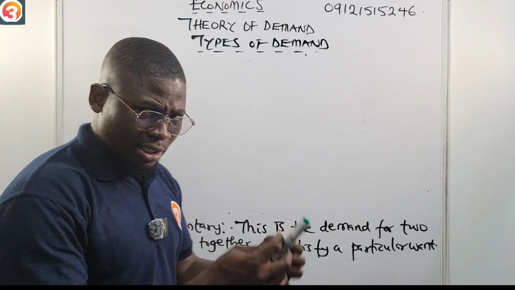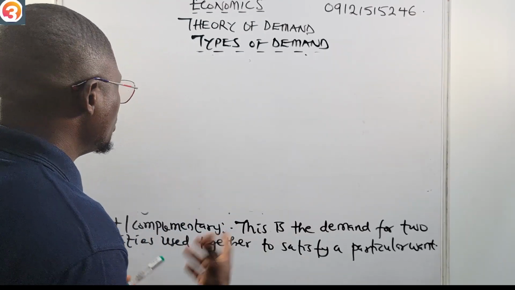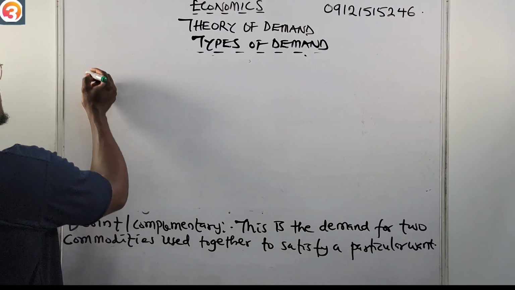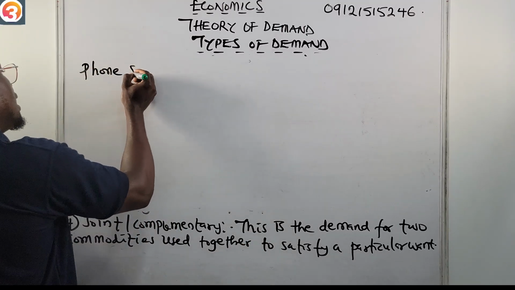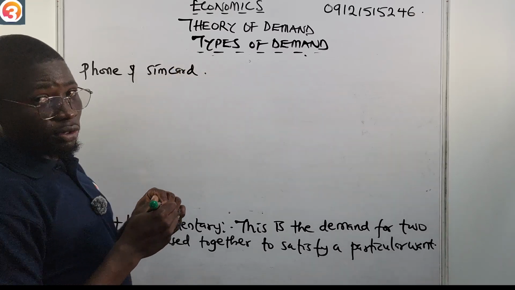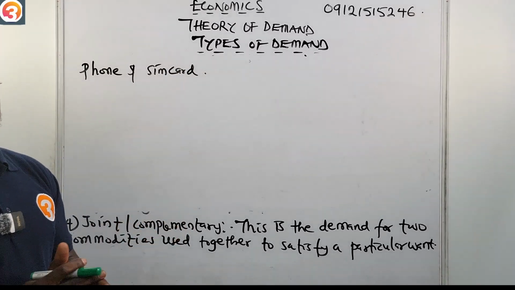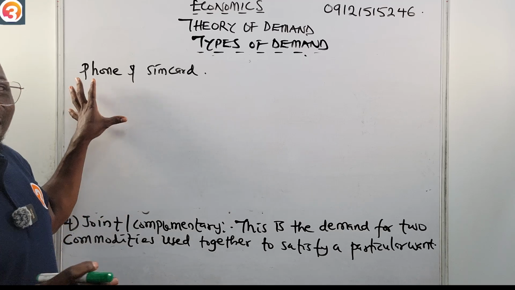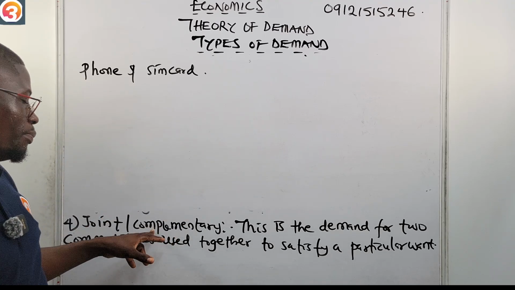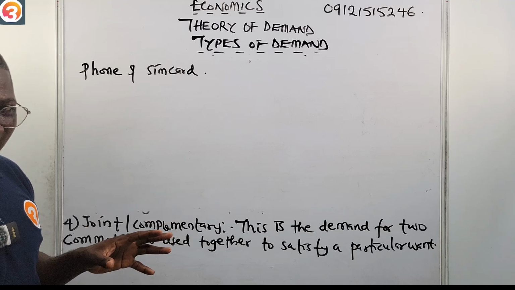So let us explain this with an example. An example of a joint or complementary demand is your phone and your SIM card. Can you use your phone without your SIM card? No, they go together. They are joint. They complement each other. We call it complementary or joint demand.